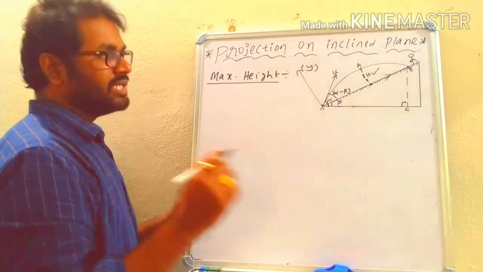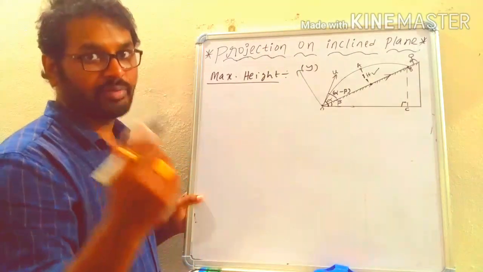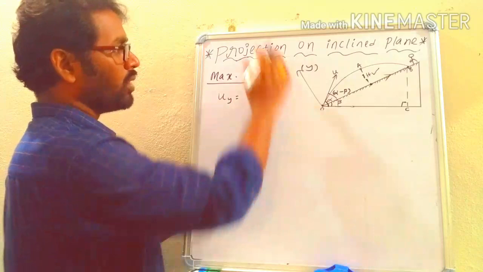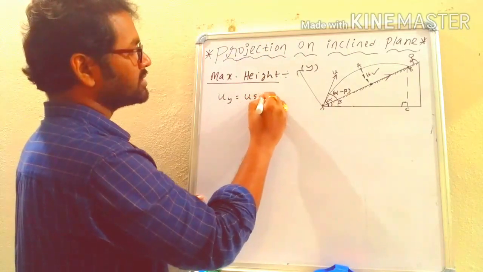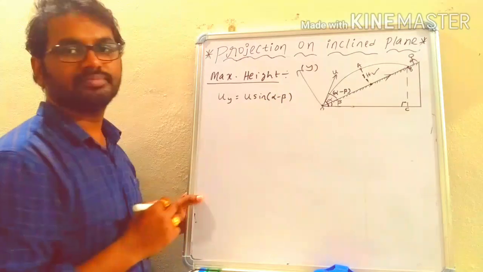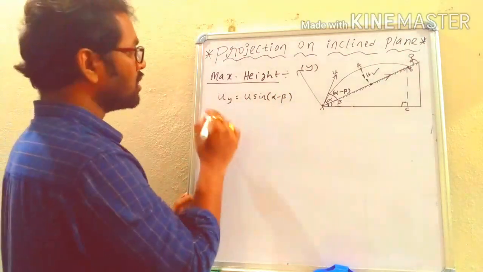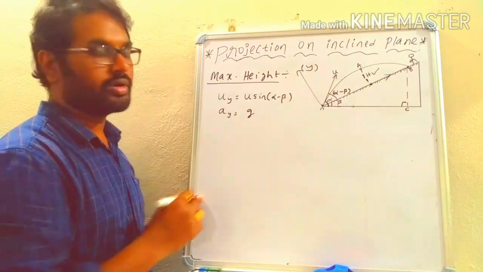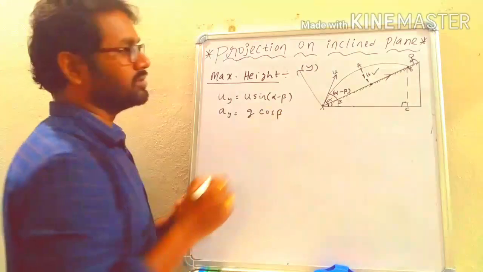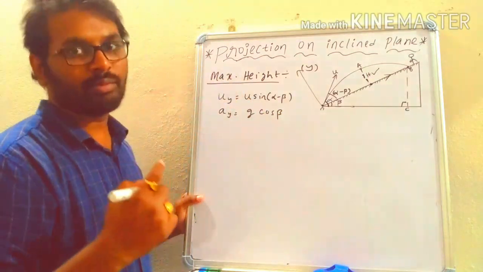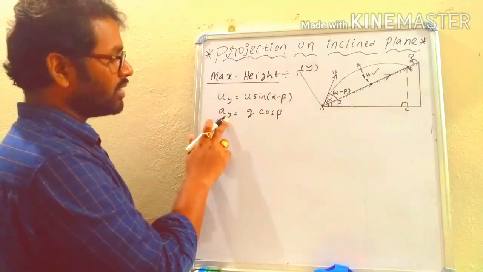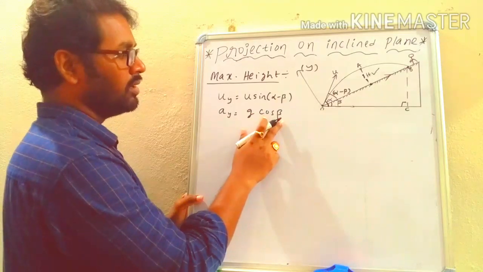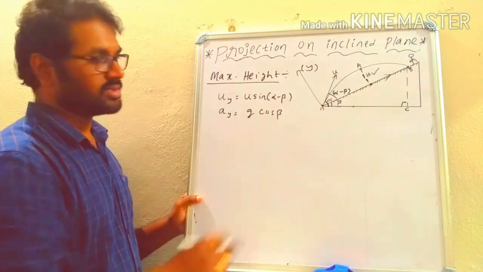Now tell me, the initial velocity along the y-axis, we did it before. You can take it as uy, the initial component of velocity along the y-axis. How much? u sine of alpha minus beta. And along the y-axis, the acceleration is g into, how much did you get? g cos beta. We did these things in the time of flight. So ay is the component of gravity, g cos beta, which is opposite to the y-axis, in the downward direction.